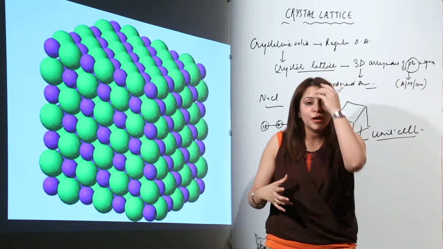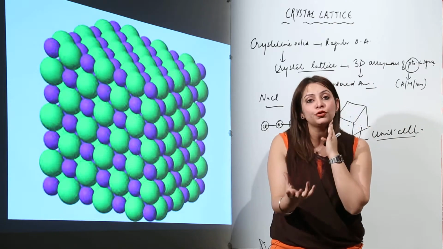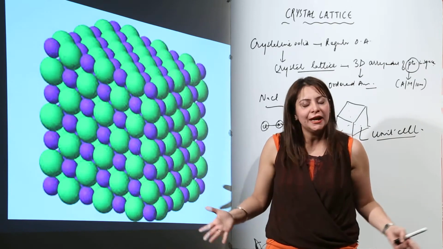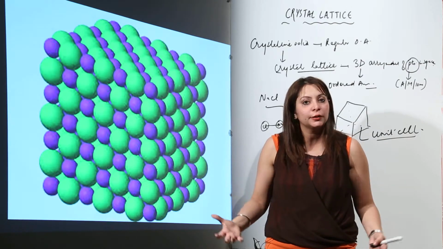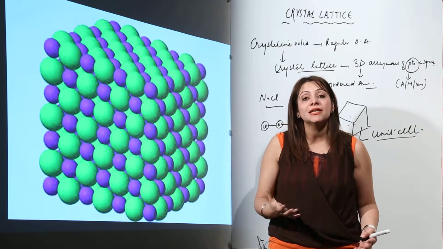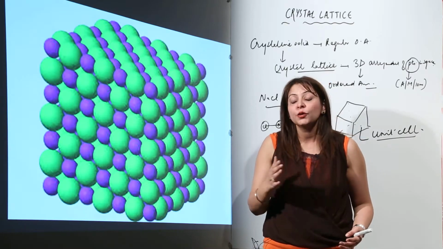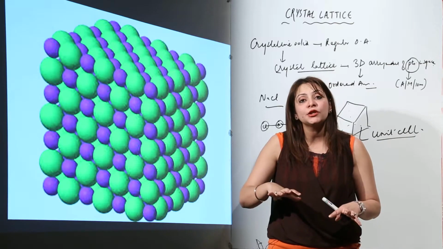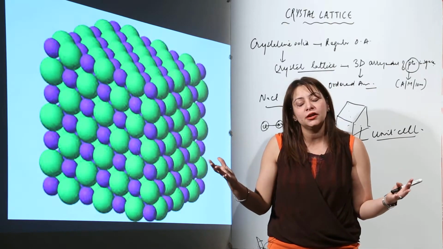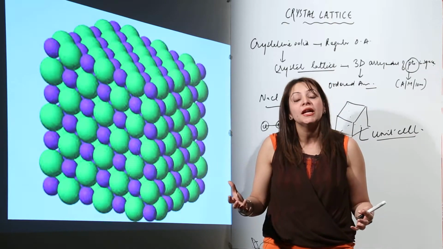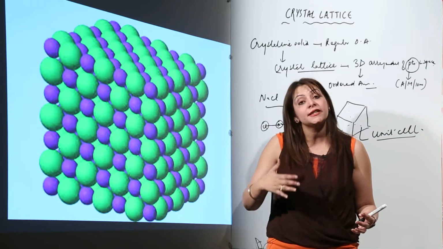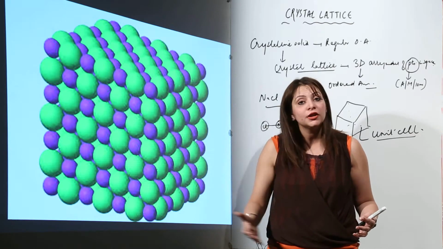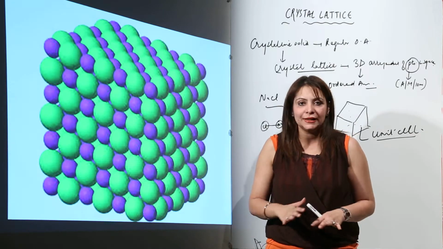So if somebody asks you what is the smallest portion of the crystal lattice which repeats itself in different directions so as to give rise to a complete crystal, that is the unit cell. The unit cell is the building block of the crystal lattice which gets repeated in different directions in 3 dimensions, and the repetition is obviously the same one. And it gets repeated throughout the crystal, giving rise to a complete crystal lattice.